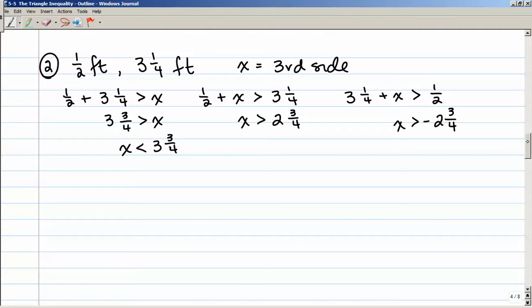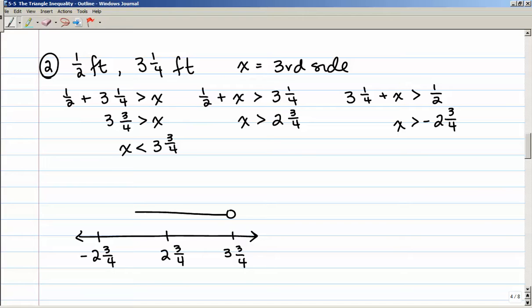And to see where those all overlap each other, let's graph that on a number line. So I have negative 2 3/4 here, 2 3/4, and 3 3/4. So x has to be less than 3 3/4, greater than 2 3/4, and greater than negative 2 3/4.